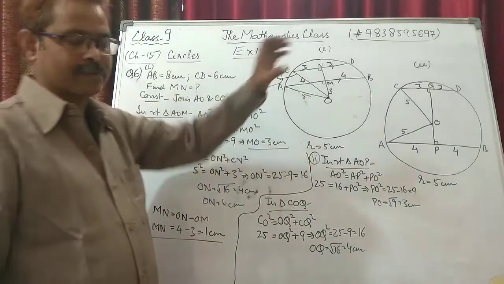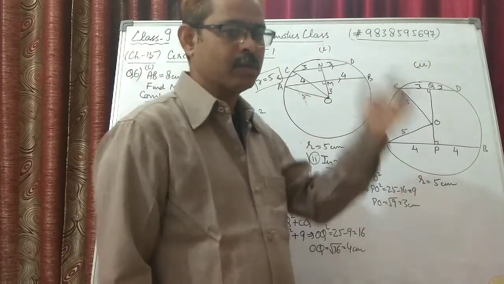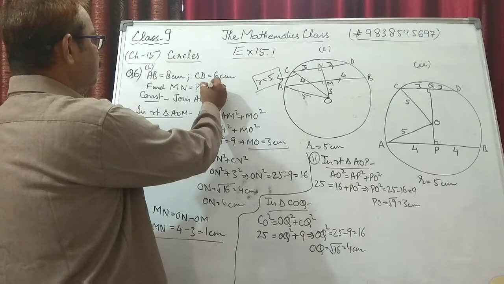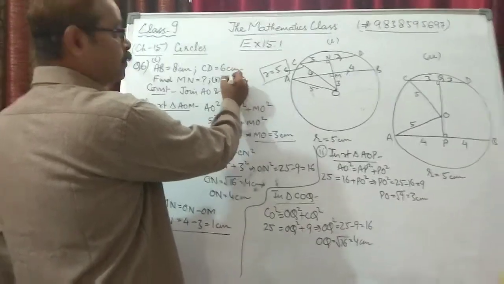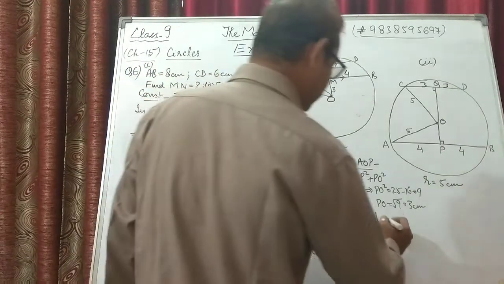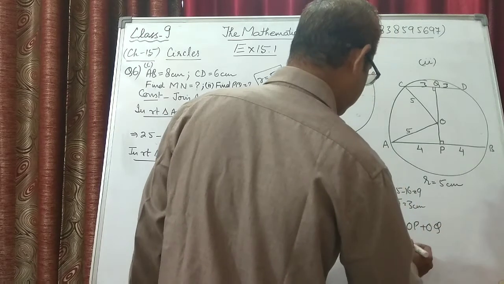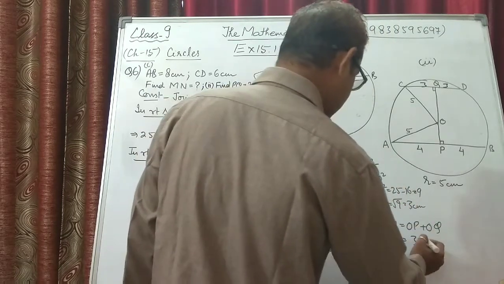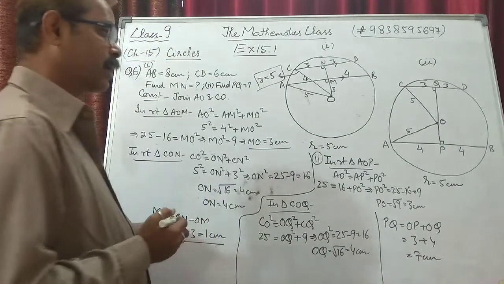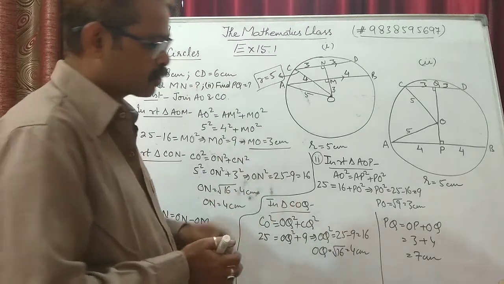But only when the chords are on the same side, we subtract, and when the chords are on different sides, we add. So in this case, we have to find PQ. PQ is equal to OP plus OQ, and OP is 3 centimeters and OQ is 4 centimeters. So the total comes out to be 7 centimeters. It means in the second case, when the chords are on opposite sides of the center, the distance between the two parallel chords is 7 centimeters.